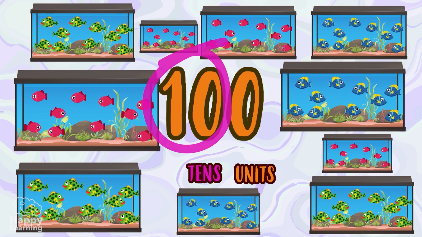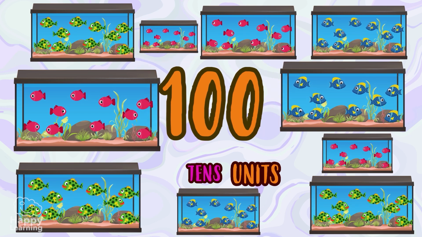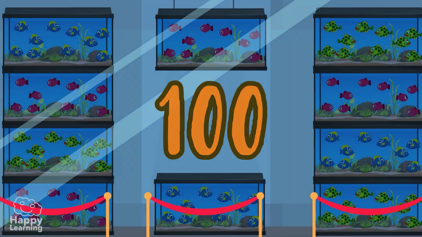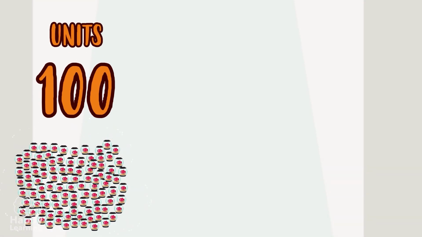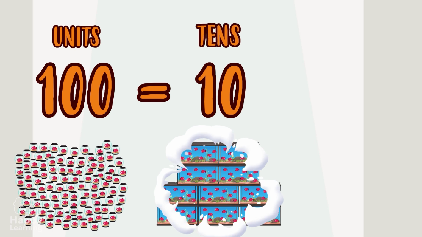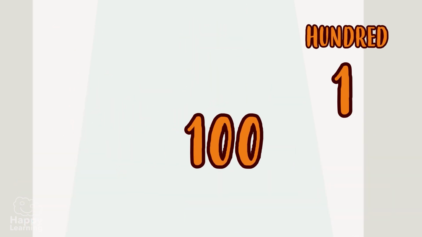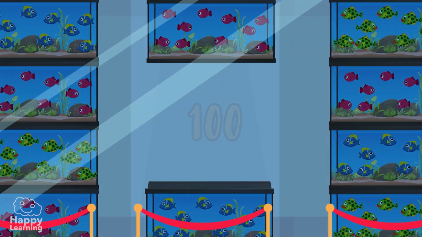One more 10 and we would have 100. 100 units. 100 fish. Oh, how wonderful. That would be equal to 10 tens or 100. There are so many fish. I wish we could keep them all.